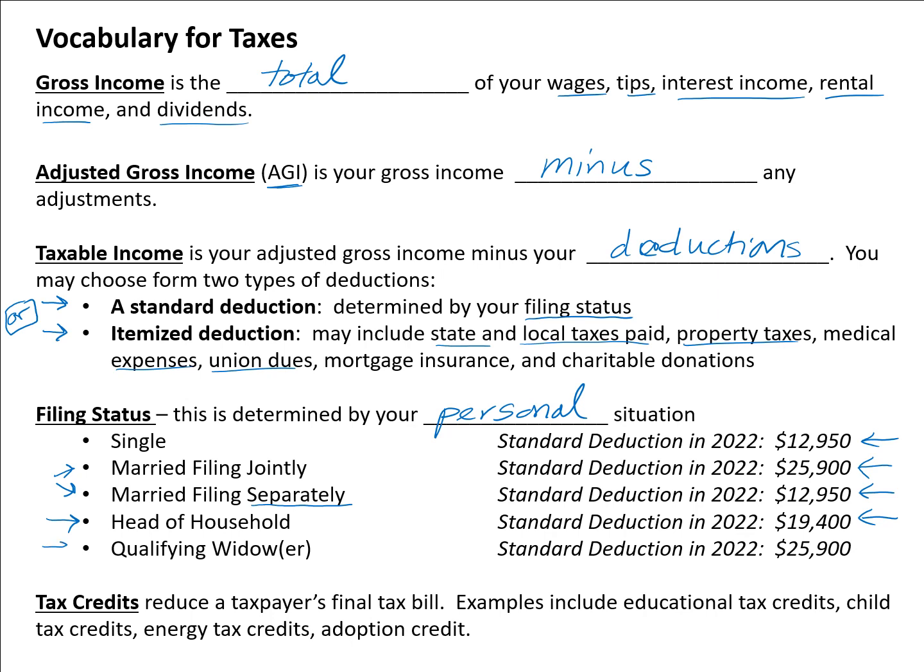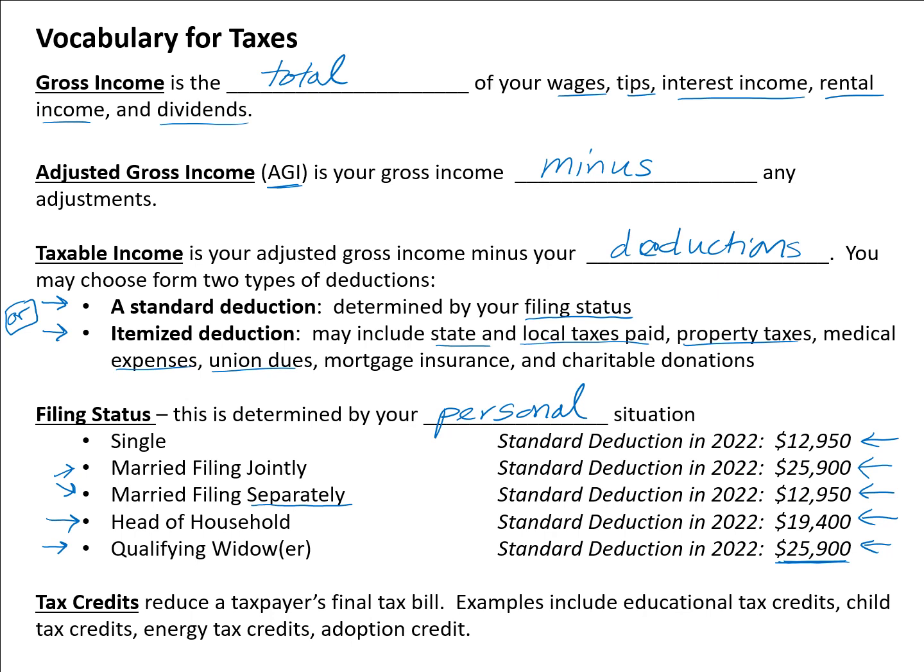The other way you can file is as a qualifying widow or widower. This is something you're allowed to do within 2 years of losing your spouse to a death. And notice that that filing status has the same deduction as married filing jointly, because the idea is you may still have expenses related to 2 people within that 2-year window of losing your spouse. So your standard deduction is representative of having 2 people that you're filing related to. All right, so those are the 5 filing statuses. And again, your deduction can be based on that filing status, the standard deduction, or you can itemize.